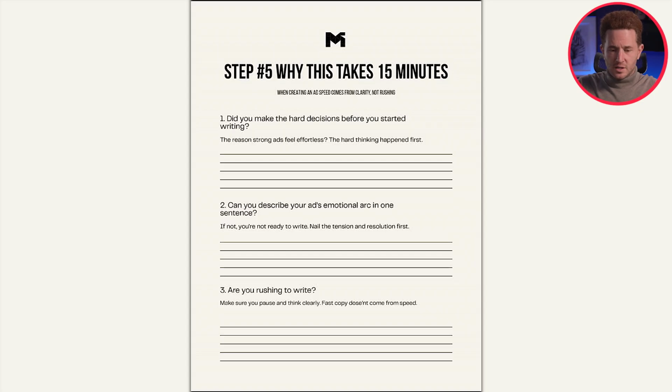Why this takes 15 minutes, right? You don't want to be too fast, but the whole point of AI is to increase efficiency. And you could ask yourself, did you make the hard decisions before you started writing? Number 2, can you describe your ad's emotional arc in 1 sentence? And number 3, are you rushing to write? Make sure you pause and think clearly. Fast copy doesn't come from speed. Fast copy comes from thinking first.